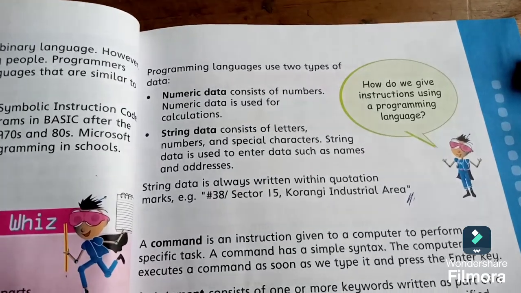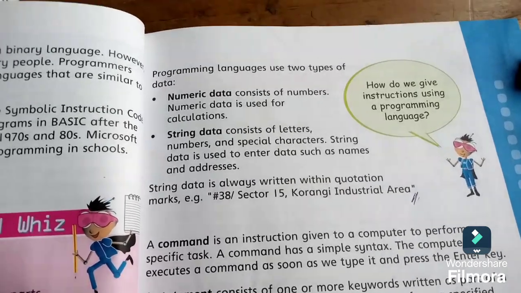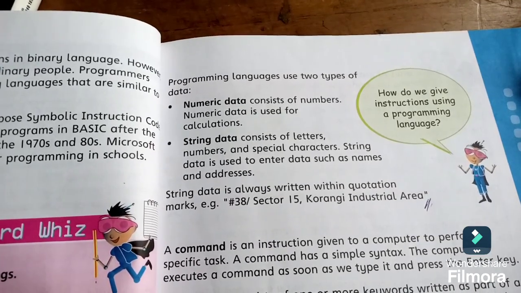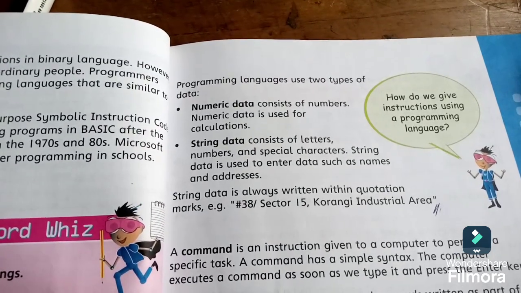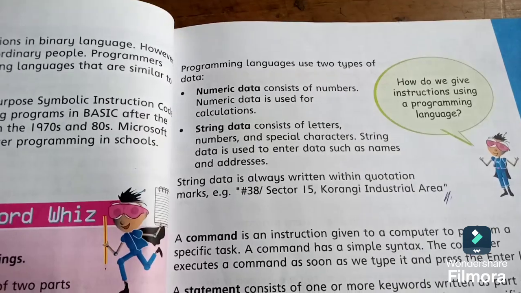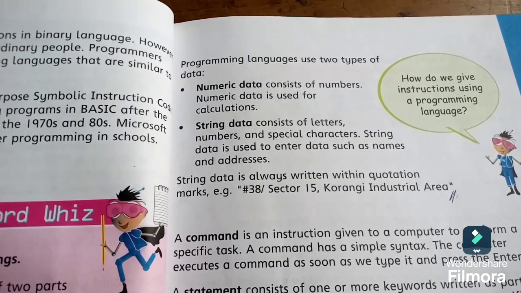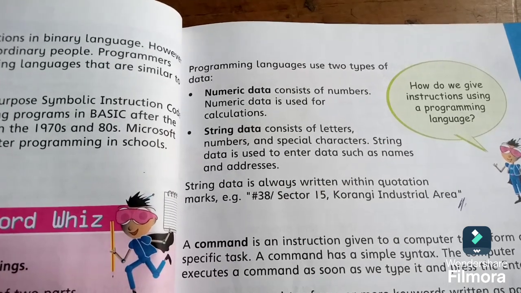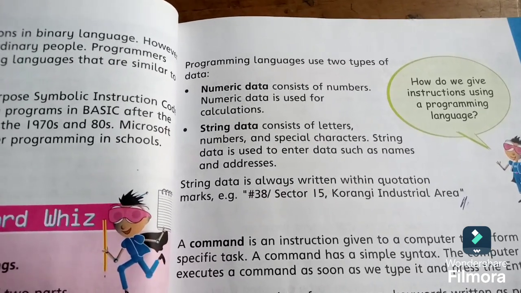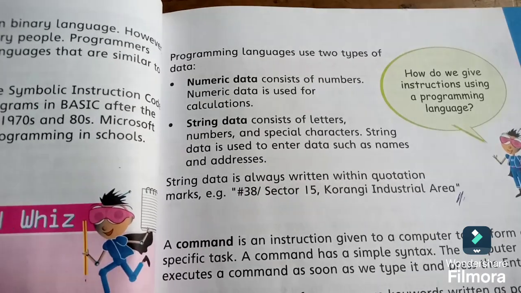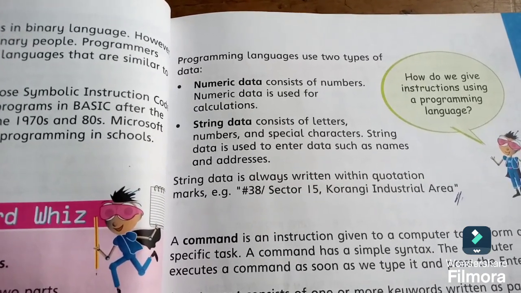Okay students, now let's move forward to our next topic. What are the types of programming languages? Programming languages have two types. First one is numeric data and the second one is string data. Numeric data consists of numbers. Numeric data is used for calculations. It is used to compute our data. It is used to multiply and subtract and divide.